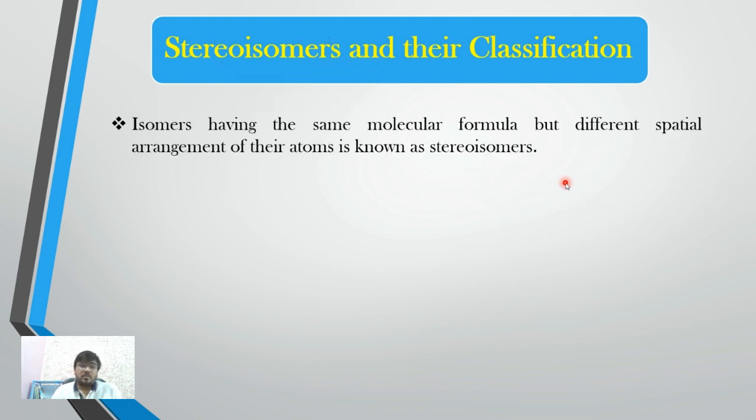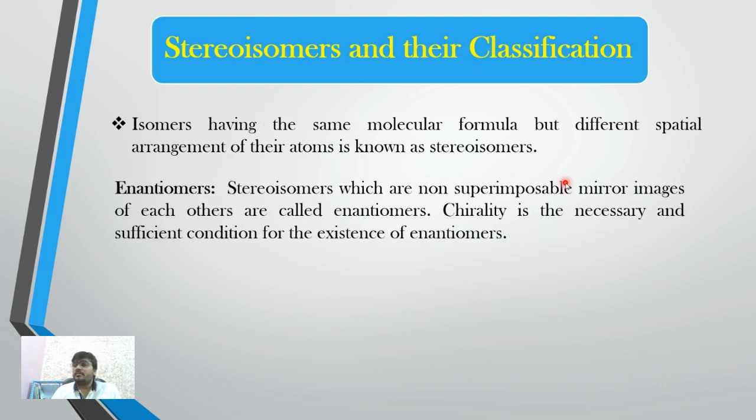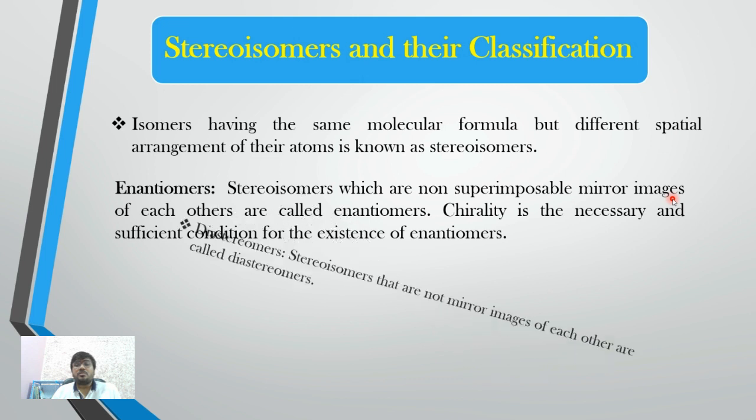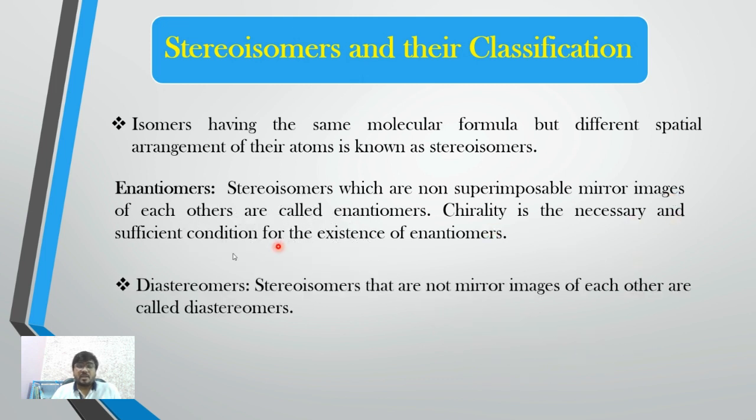So now let us consider the stereoisomers. Isomers having the same molecular formula but different spatial arrangement are known as stereoisomers. Enantiomers are non-superimposable mirror images. So there are basically two conditions: they should be non-superimposable in nature and they should be mirror images in nature. And chirality is the necessary and sufficient condition for the existence of enantiomers.